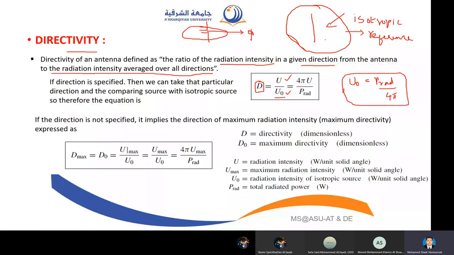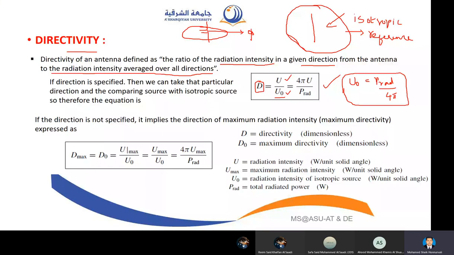If you want only one particular direction, let us assume it as U. So if you substitute U naught in this equation, what do we get? P radiated by 4 pi. Taking 4 pi to the numerator, it becomes 4 pi U by P radiated. When you are calculating the directivity and they did not give any specific direction, you are taking some particular direction, then we use this formula.